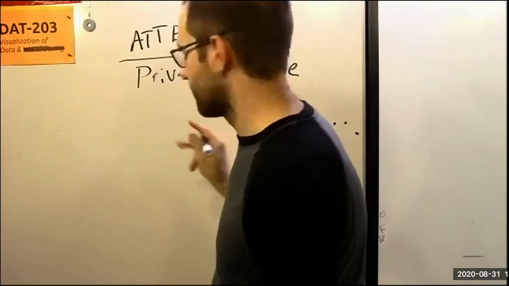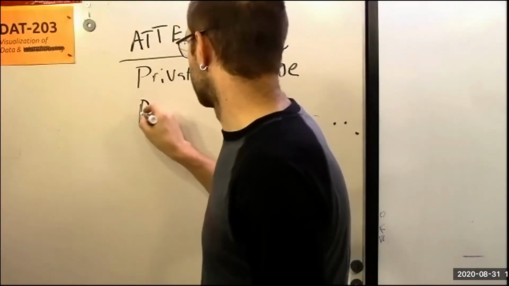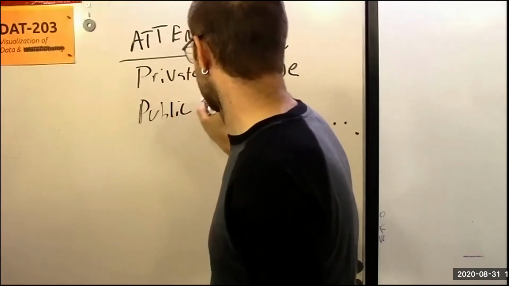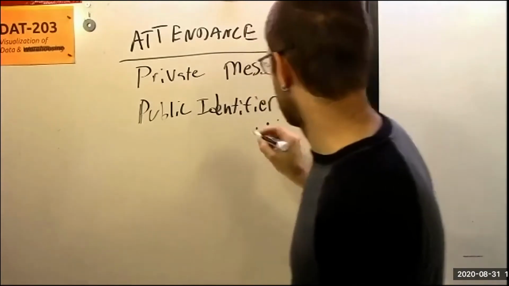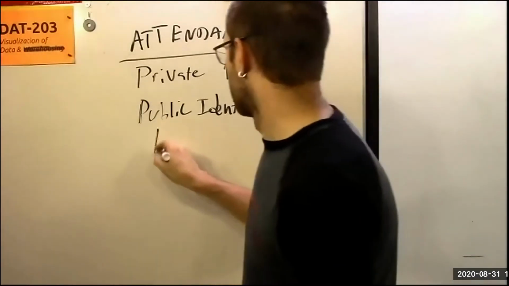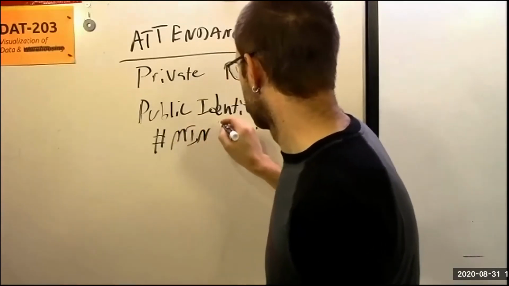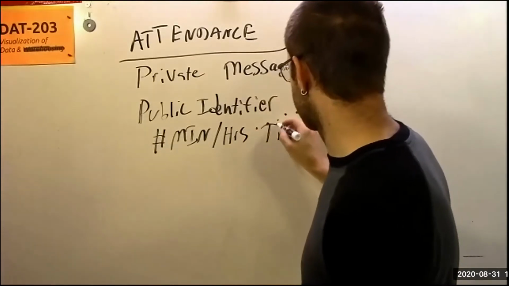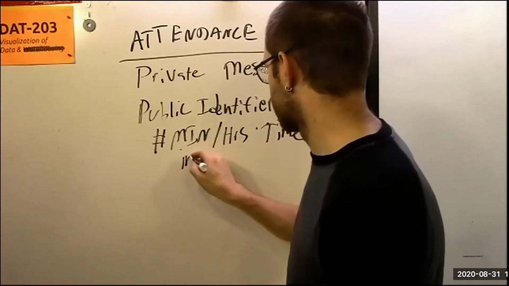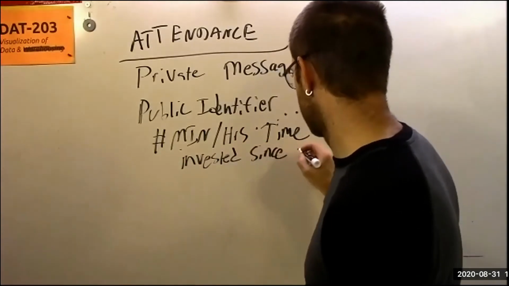containing two pieces of information: your public identifier, and then the number of minutes or hours, whatever unit you want, of time invested in the class since the last time we met.